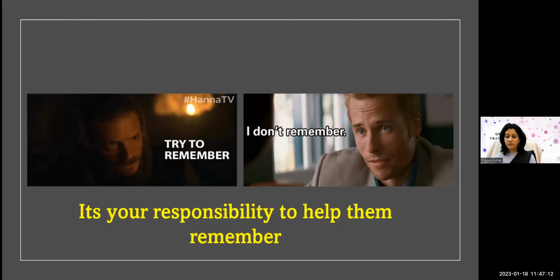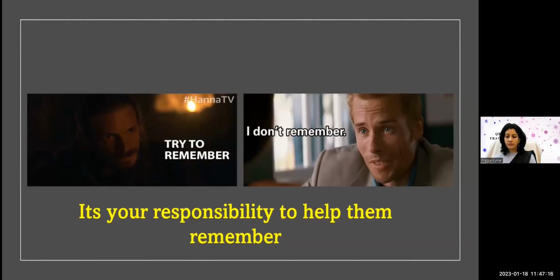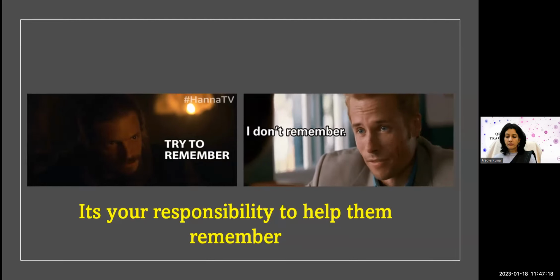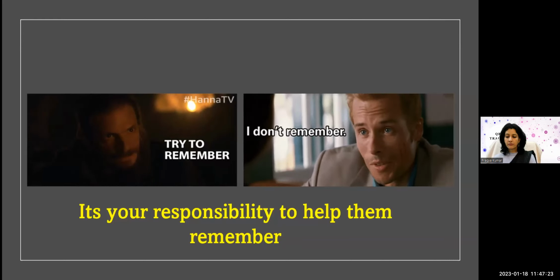Now, please remember that it is your responsibility as a researcher to help the participant remember the event or the thing. So that's why the first thing is you should be very patient while you take the interview. There are many good qualities that a qualitative researcher should have, and one quality which is a must is patient listening.